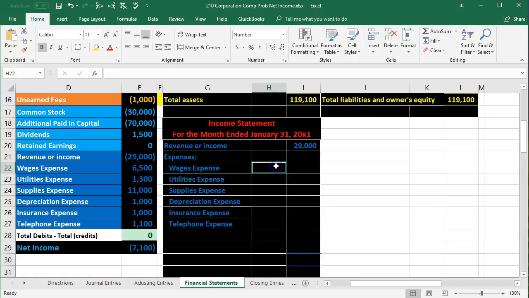Now we'll just pull over the numbers. We're going to put them in the inside and then sum them up in the outside. So in cell H22, we're going to say equals, point to that 6,500. And I'll do this just one by one, and then we'll go back and do the autofill just to show the autofill. So utilities, I'm just going to say equals and point to the utilities and enter. And then we're going to say supplies, we'll just point to the supplies and enter. Depreciation, we will just say equals and point to the depreciation and enter. Insurance equals, point to the insurance and enter. And telephone equals, point to the telephone and enter.